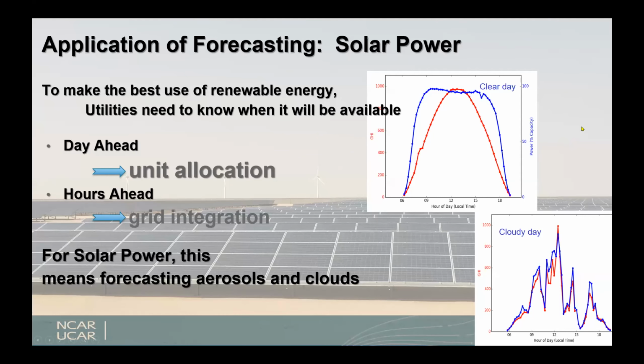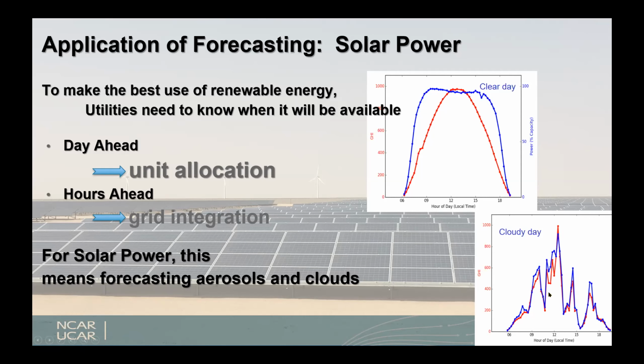On clear days, as seen in the top plot, the global horizontal irradiance is the red. The power output from a concentrated PV farm is the blue. On a clear day, it's relatively predictable. However, on a cloudy day, as seen below, it can vary quite a bit.